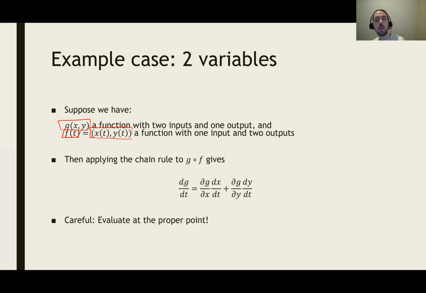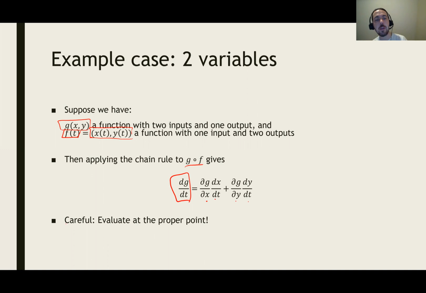And when we apply the chain rule to g composed with f, we can expand out what the derivative matrix looks like on each side, and we get this formula that dg/dt, the rate of change of output with respect to input, is equal to the rate of change of g with respect to x times the rate of change of x with respect to time. One of them is a partial derivative and the other was just an ordinary one. And similarly, the rate of change of g with respect to y times the rate of change of y with respect to time. So this is the formula that we saw when we were talking about cookies in the previous lecture.